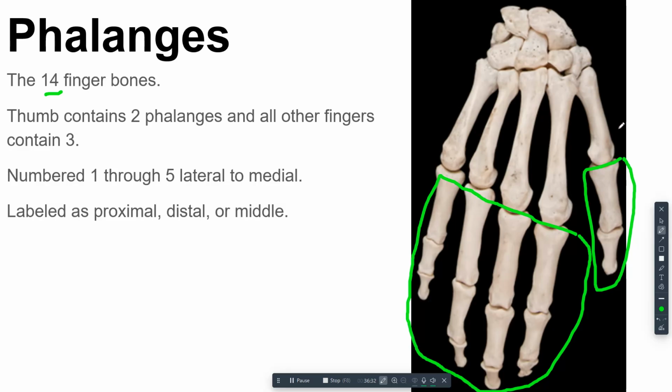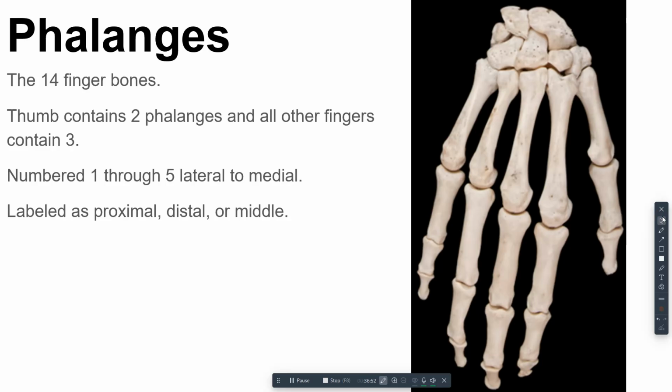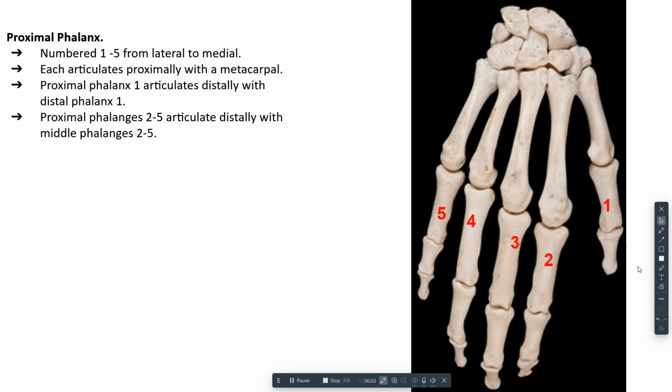I'm going to number them. Again, remember the thumb is number 1. So thumb is number 1. I'm numbering my metacarpals here. Thumb is number 1. So I'm going to number all these phalanges as well. I'm also going to use distinguishing words like proximal, distal, and middle. So let's look at all of the proximal phalanges. On the thumb, that's number 1. Index finger, number 2. So on to the pinky, number 5.